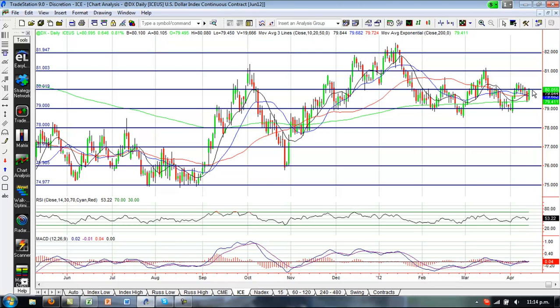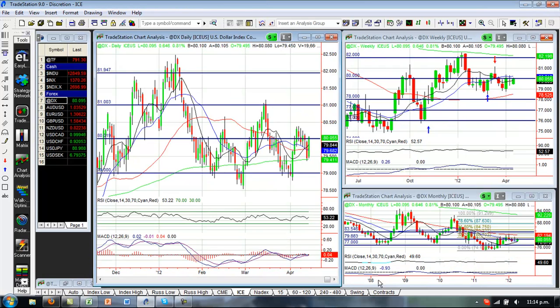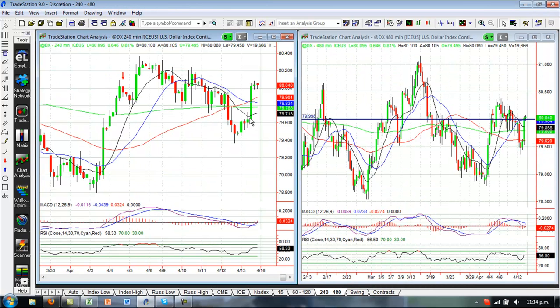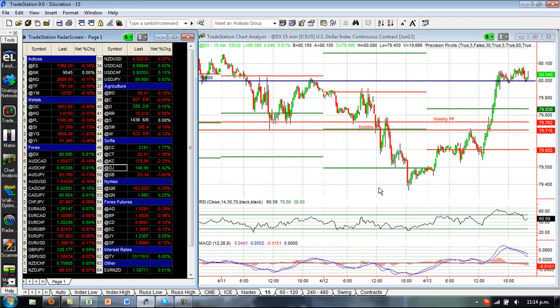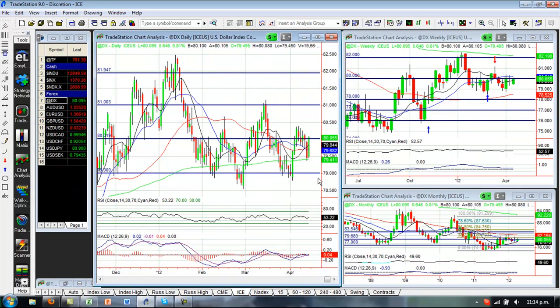So I'll be looking for those kinds of opportunities on lower time frames. That usually means I'll drill down to the 240 and 480 charts, and I'll start to look for reasons to be buying or selling around this 80 level. If we come back and have a look, like I said, there is no clear direction on any US dollar currencies right now.